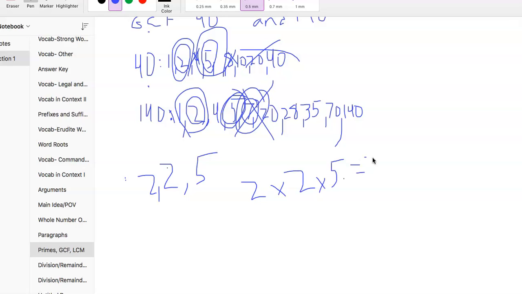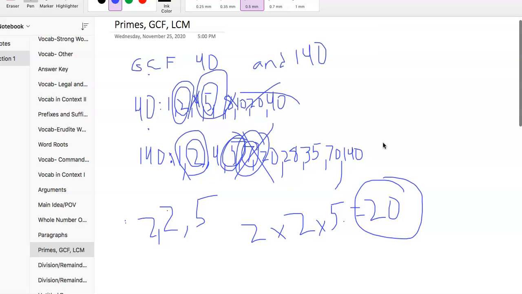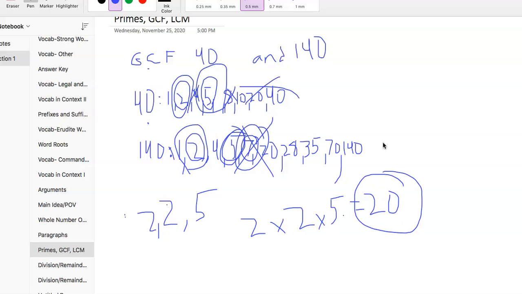2 times 2 is 4. 4 times 5 is 20. There we go. That's going to be the greatest common factor of 40 and 140. Okay, and if you wanted to just think about it, it's the greatest number that is divisible into both 40 and 140. That's what they're asking you, right?